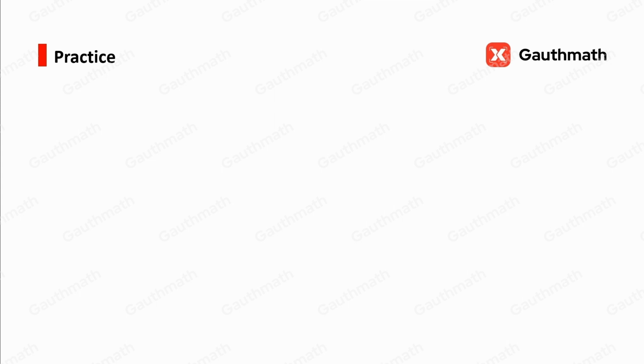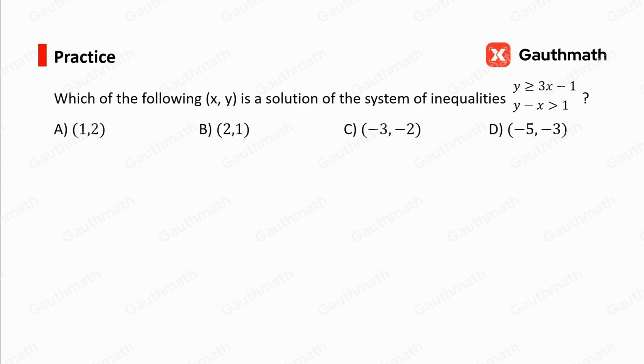Let's look at a practice question. Which of the following (x, y) is a solution of the system of inequalities y is greater than or equal to 3x minus 1 and y minus x is greater than 1? There are four choices, A, B, C, D, and actually these four choices are four points. We are going to test them in both inequalities.